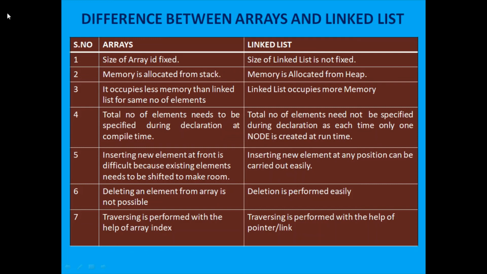In arrays, inserting a new node at the front is difficult because existing elements need to be shifted in order to make room. For example, I have input 5 elements and now the sixth element I want to input at the first position. That means the first element should be shifted to the second position, the second to the third, third to the fourth, fourth to fifth, fifth to the sixth, and in the first position the new element needs to be inserted. But in case of a linked list, inserting a new element at any position can be carried out easily.